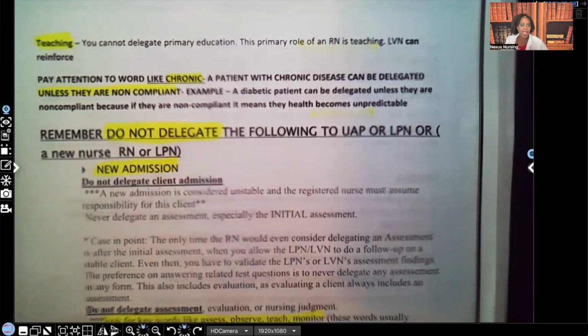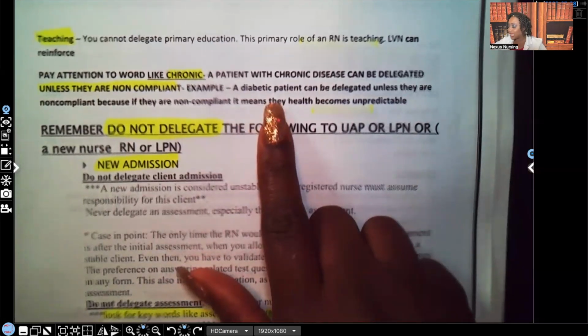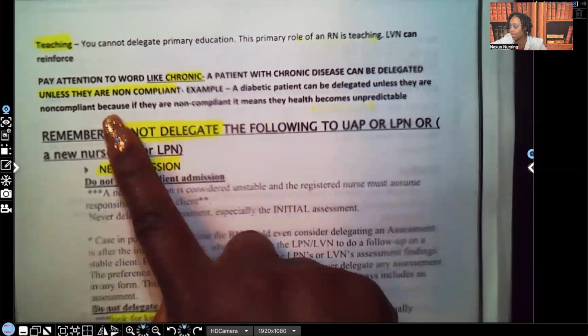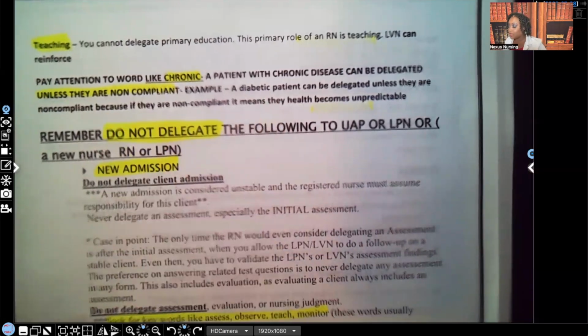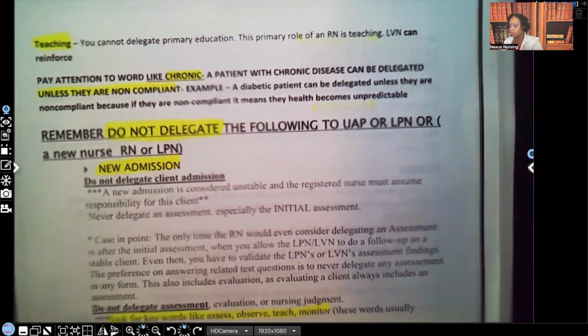Why? Because if they're non-compliant, they're not doing what they're supposed to be doing, and we don't know what to expect. So that patient is going to need an in-depth assessment, and in-depth teaching, because they're not being compliant for a reason. We have to do an in-depth assessment, find out why they're not being compliant, and then do some in-depth teaching, which the RN is responsible for. Look at this example. A diabetic patient can be delegated unless they're non-compliant, because if they are non-compliant, their health becomes unpredictable. Let's keep going.